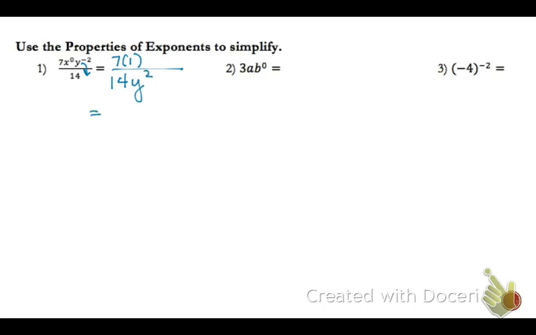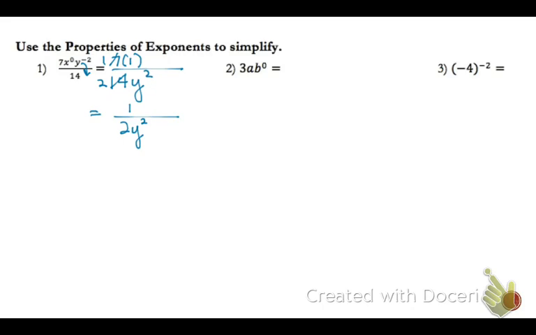Now, with 7/14, I can think of that as a fraction and reduce that to 1/2. So 1 times 1 is 1. We do need to write it since we don't have any other term up there. And then in the numerator, 2y squared. So completely simplified, we have 1 over 2y squared.